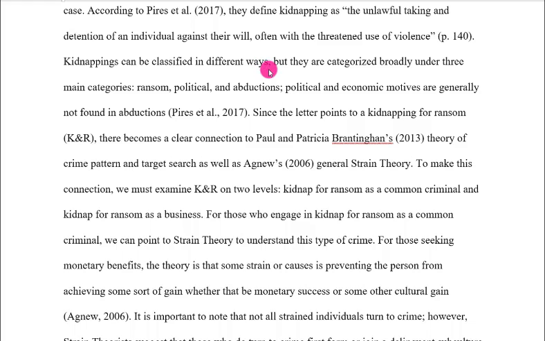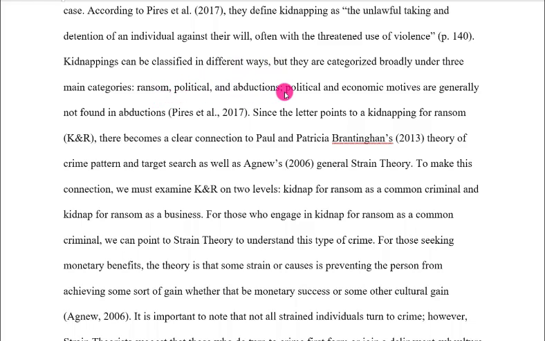Okay, we have our first sentence. On the other side should be a complete sentence as well. They are categorized broadly under three main categories. And then we have our list here: ransom, political, and abductions. So in this instance, we're incorporating two. This one is combining the complete sentences, comma, but, and then here we have our listing.